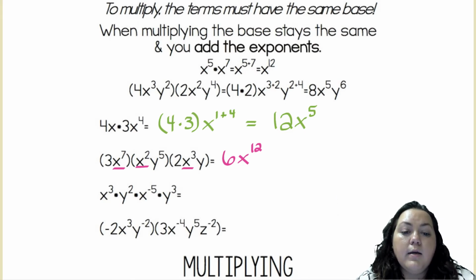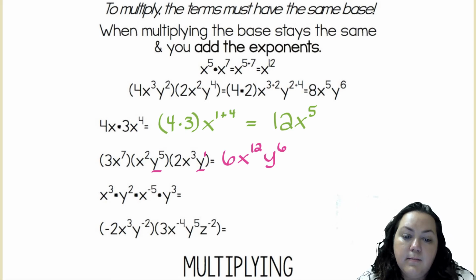And then y, and I can find my y's, that one has a 1. So y to the 5th and y to the 1st. When I multiply, I add the exponents. So 5 plus 1 would give me y to the 6th.